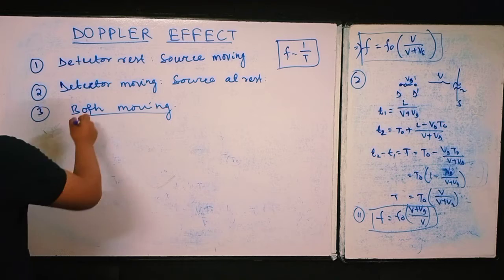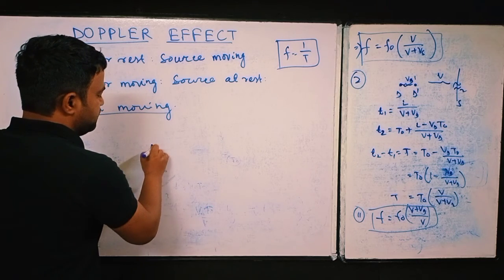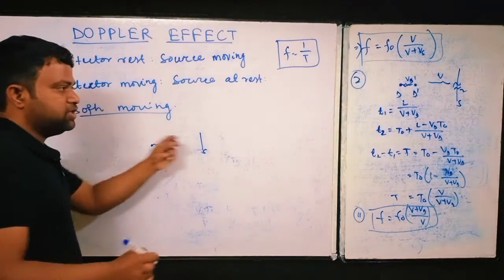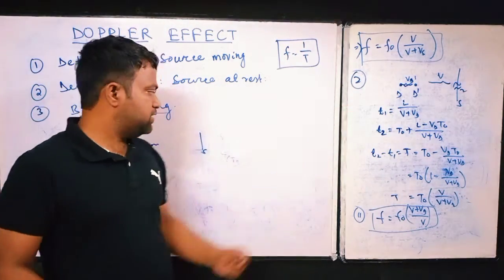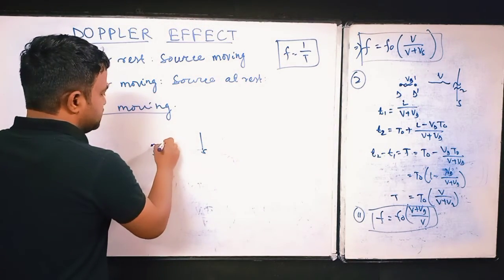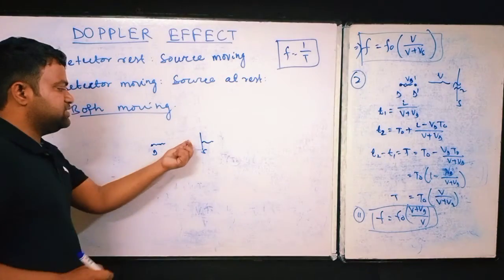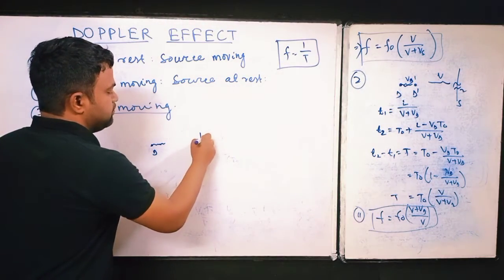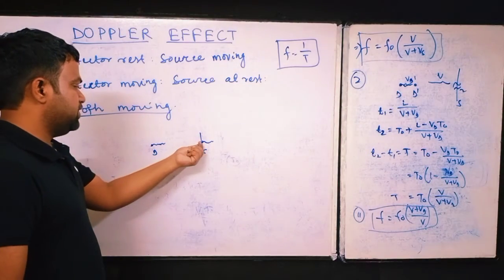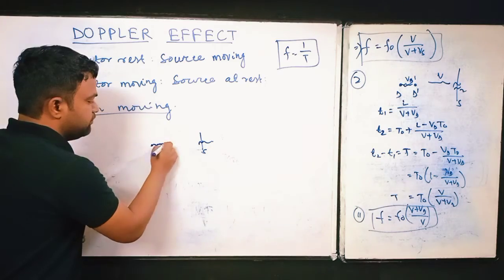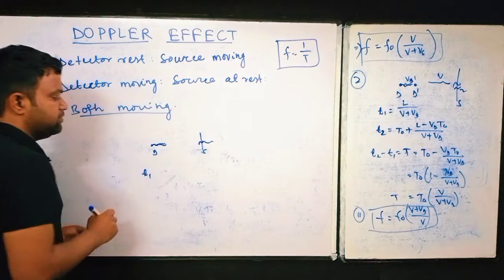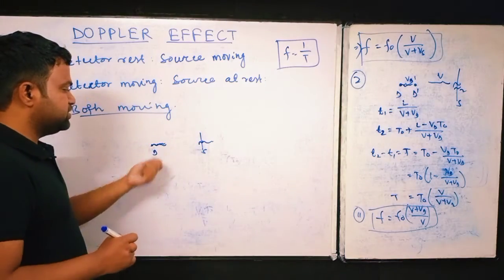So now when both are moving, let's say your detector is also moving and your source is moving. Both are moving. The second case was the source at rest. So when both are moving, let's say the first wave, the first pulse, the first compression or rarefaction produced by the source, and the detector is moving towards it. What will be the time the first pulse will reach the detector?